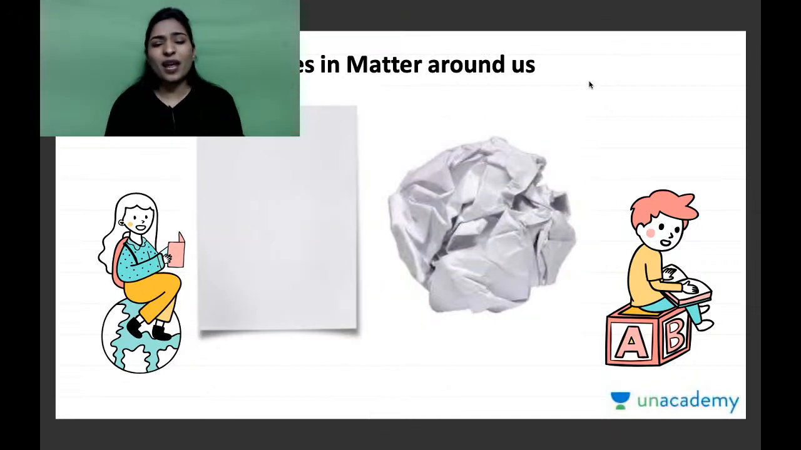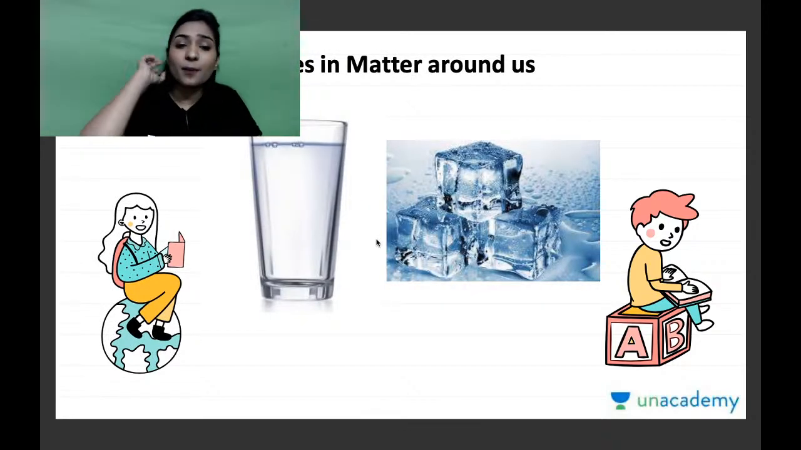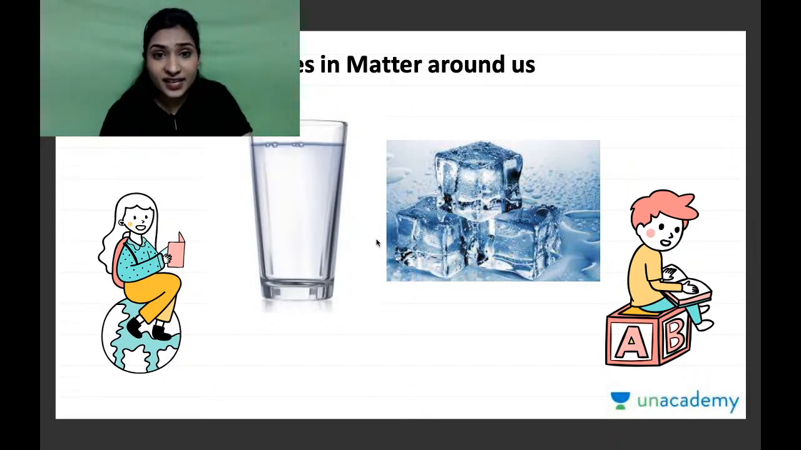Now a paper, what kind of change will a paper undergo? We can crumple a paper. So we can say simply that a paper can be crumpled. This is the change that we can bring about in a paper. What change can we bring about in a glass of water? We can freeze it to make ice. Simple. You can just keep this glass in your fridge and it will make ice for you. So what is the change that you can see? The water in the glass got frozen to make ice.